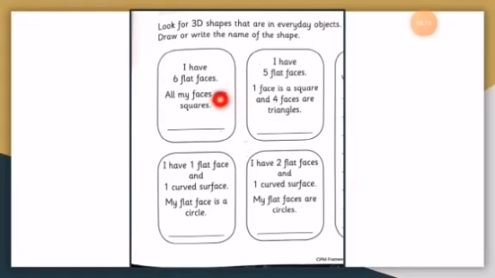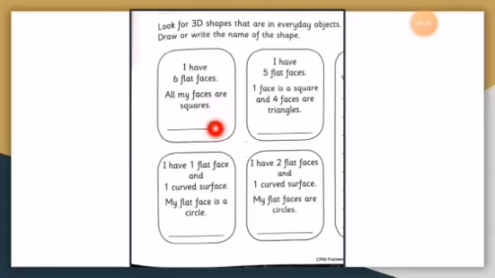Let's see. I have 6 flat faces. All my faces are square. What do you think? Which shape is this? Just think about it. Again, I am going to read the properties. I have 6 flat faces. All my faces are square. And this is a 3D shape. Tell me the name.